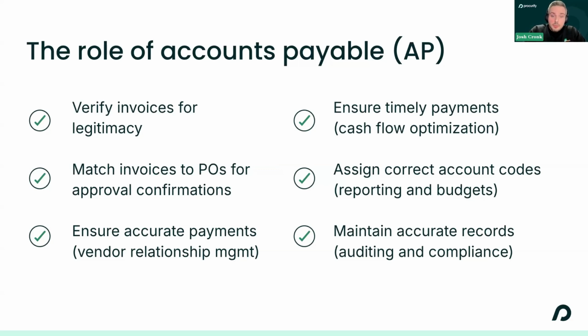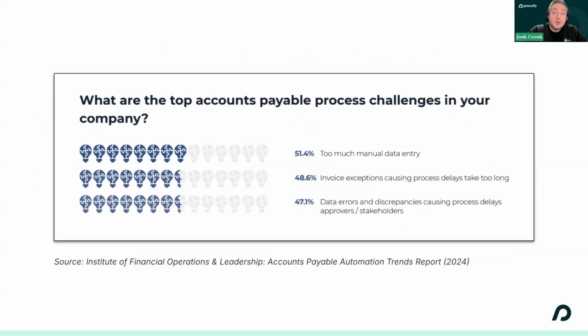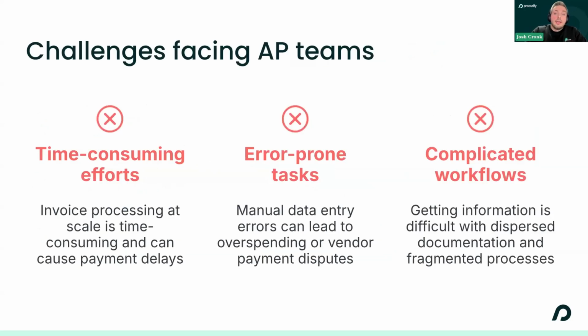Now, that's a lot on the plate of AP professionals, and it comes with some challenges. In fact, in a 2024 report on AP trends, half of the respondents said that the top challenges they faced were too much manual data entry and slow processes due to either invoice exception delays and/or data errors and discrepancies. And I don't know if any of those would be a surprise for the AP folks on the call here today either. Manually processing invoices is a really time-consuming and labor-intensive effort.